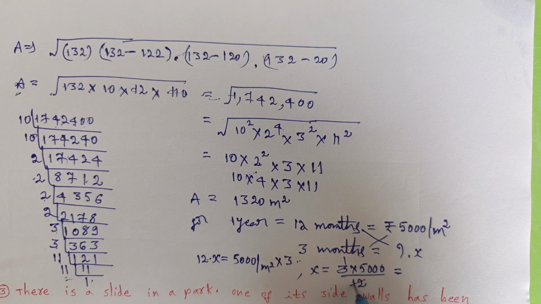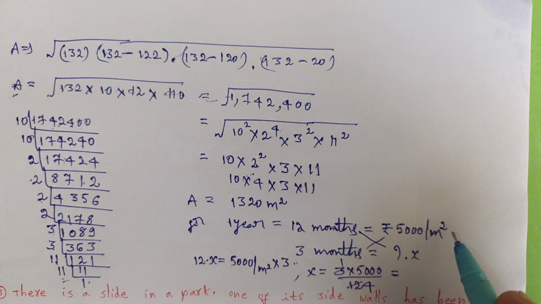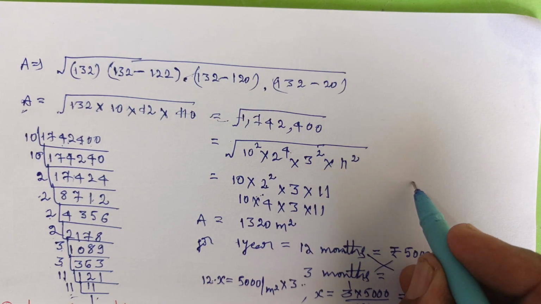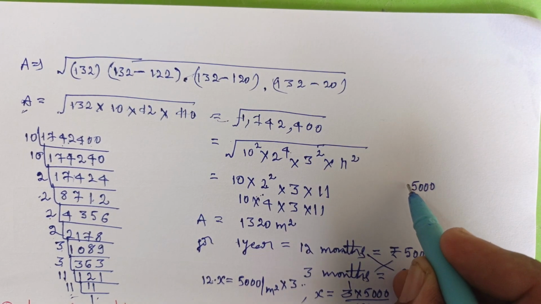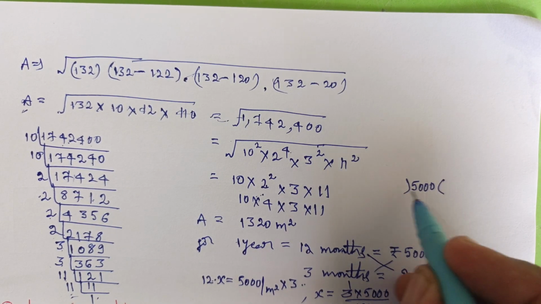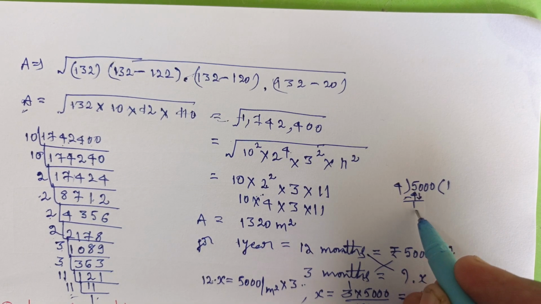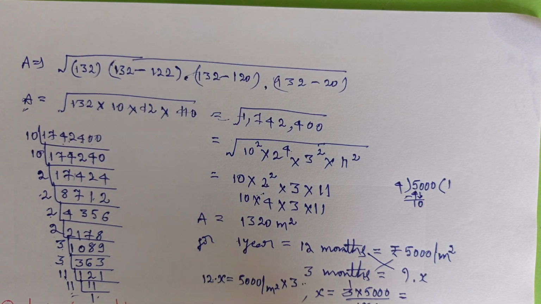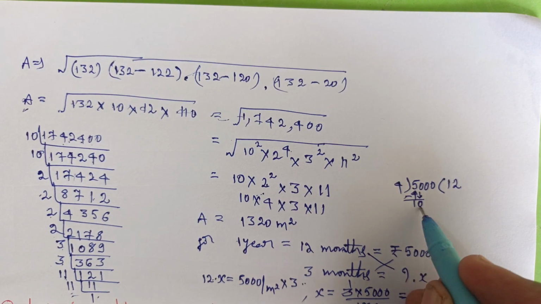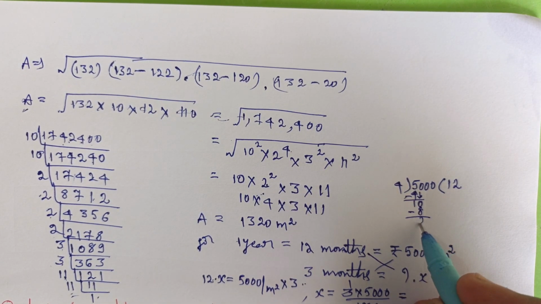So 3 1 is 3, 3 4 is 12. So 5000, if you divide with 4, what will you get? Here we will solve 5000 divided by 4. So 4 1 is 4, 5 minus 4 is 1. So if you bring 0, it becomes 10. So 4 2 is 8. So 10 minus 8 equal to 2.